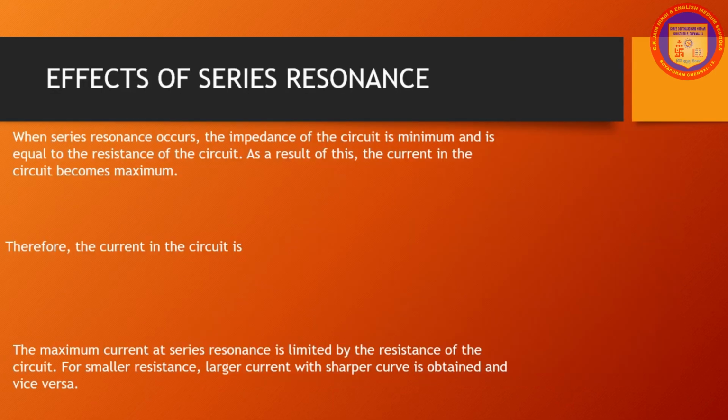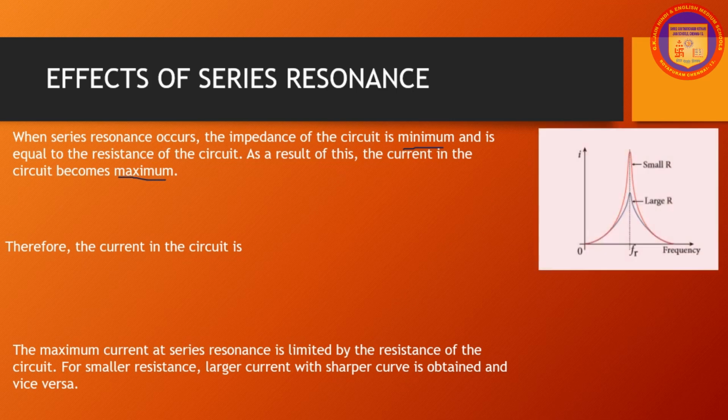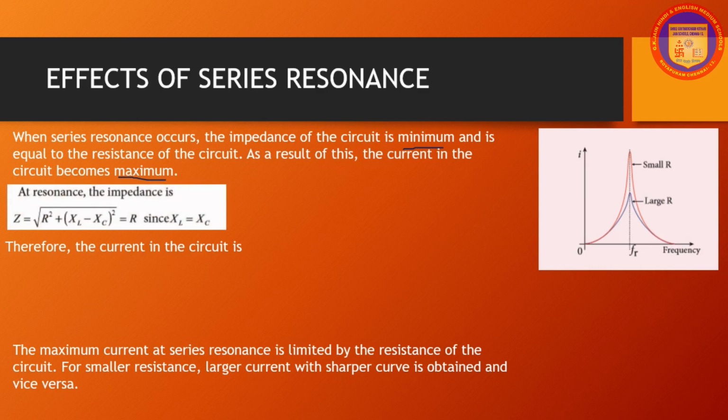Next, effect of series resonance. When the series resonance occurs, the impedance of the circuit is minimum and it is equal to the resistance of the circuit. As a result, the current in the circuit becomes maximum. So at resonance, the impedance Z is equal to square root of R square plus XL minus XC the whole square, which is equal to R, because XL is equal to XC. So that value becomes 0. R square root will give you the value R.